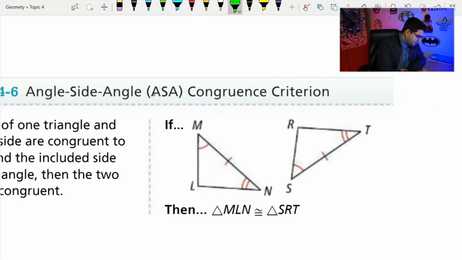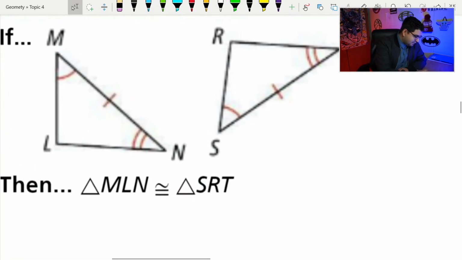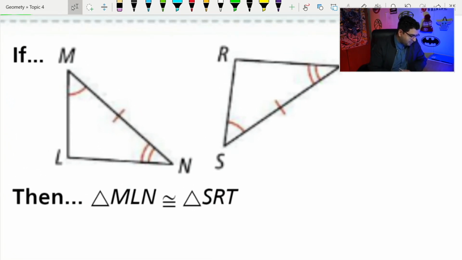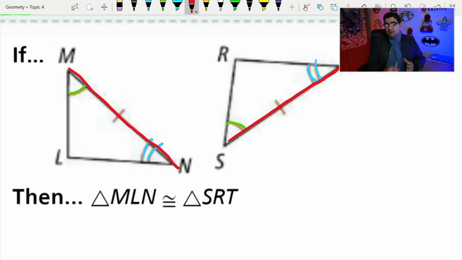This is the angle, side, angle. So here we have 2 triangles. And what we want to do is look at these, and we can see that they have 2 angles in common. So these 2 are congruent. And then they also have this side length in the middle that's congruent as well. So we have an angle, a side, and an angle.